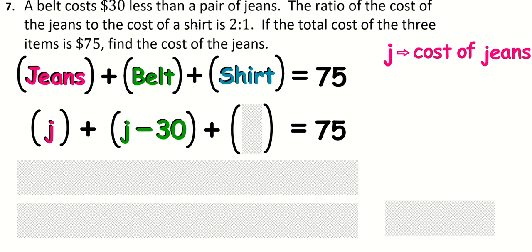And then the shirt, what did we say? That this ratio of 2 to 1 means that the jeans cost twice as much. So how could you represent the cost of a shirt using J, which is the cost of jeans? Well, like that. Okay? And then now that we have an equation that only has one variable to worry about, we can solve for that.